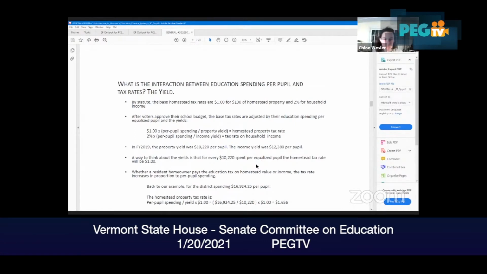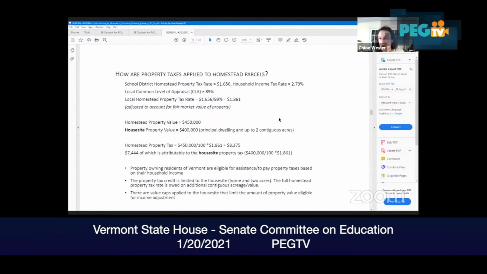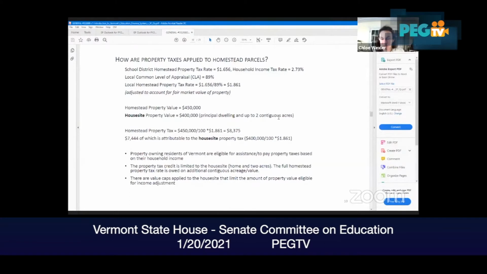And actually, what I thought would be helpful is to walk through two examples. I thought that might be a nice way to solidify this in our heads. So, how are property tax rates applied to homestead parcels? Let's go back to our school district that was spending $16,925. They had a homestead property tax rate of 1.656 and a household income tax rate of 2.73%. In this example, they have a common level of appraisal, we're back to 89% here, which gives a property tax rate of 1.861. And again, that's adjusted to account for the fair market value of property in that town.